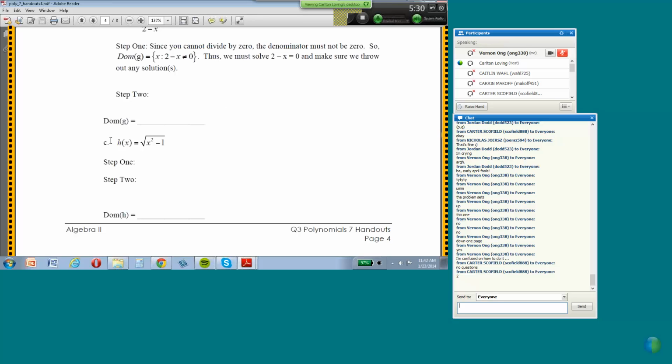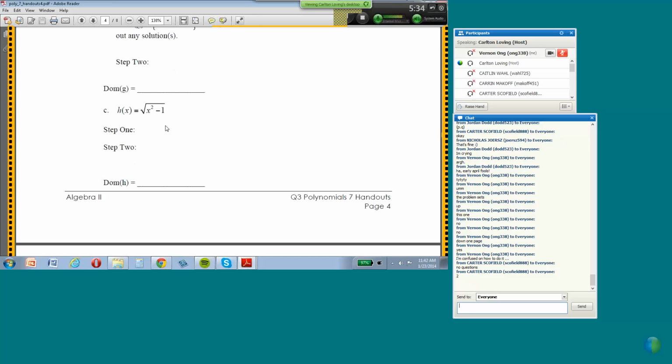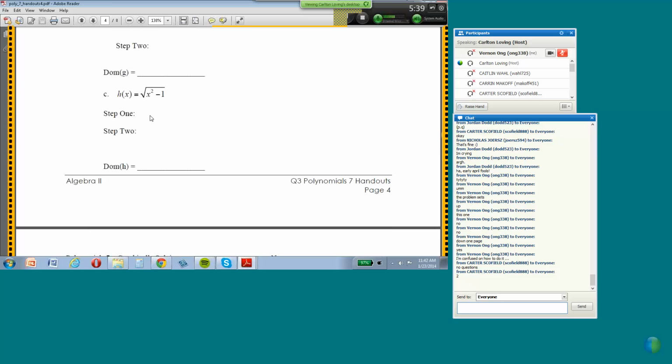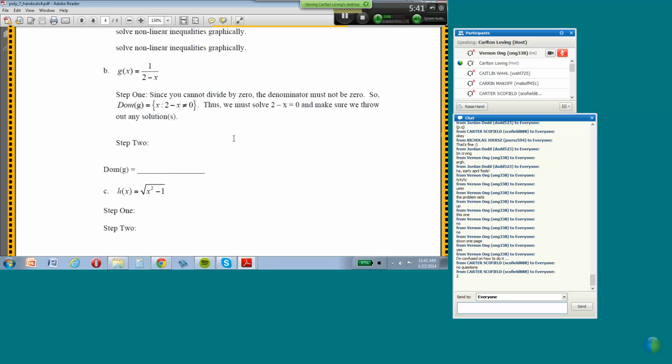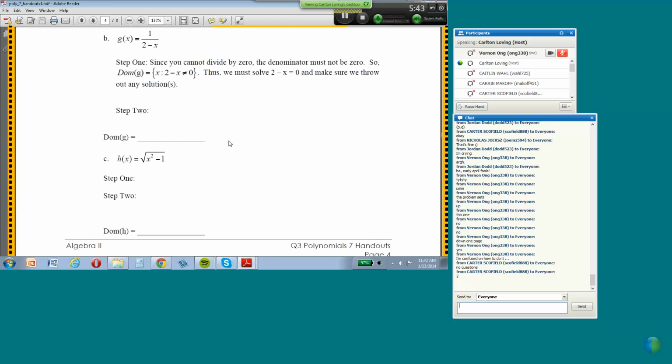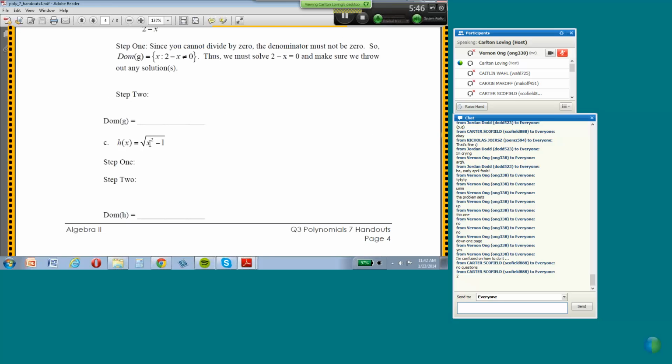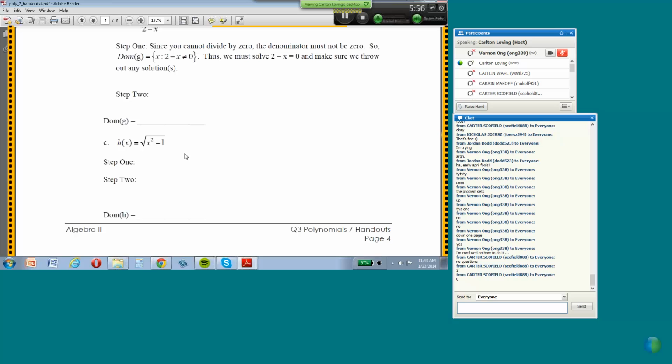Now, this one, C, is kind of a pain in the butt. Excuse me for saying so, but step 1, we're basically saying, hey, x squared minus 1 has to be what? Greater than or equal to 0. Thank you, Carter, for finishing my sentence.